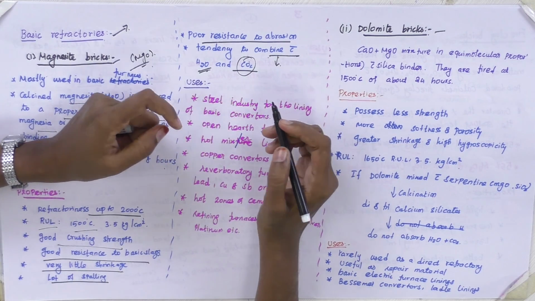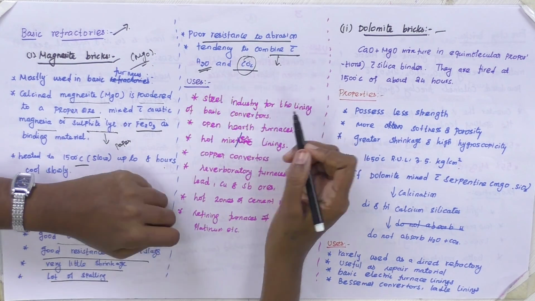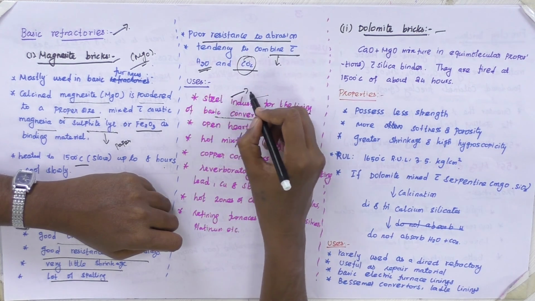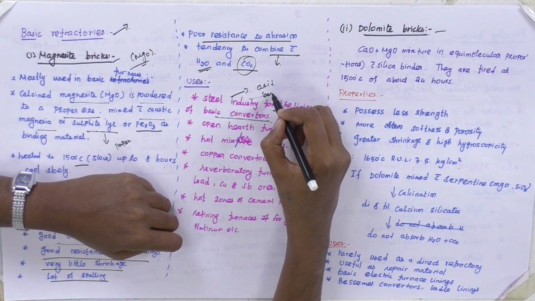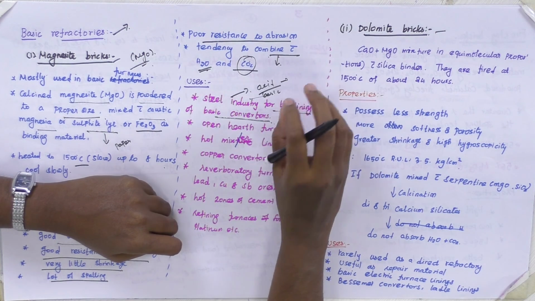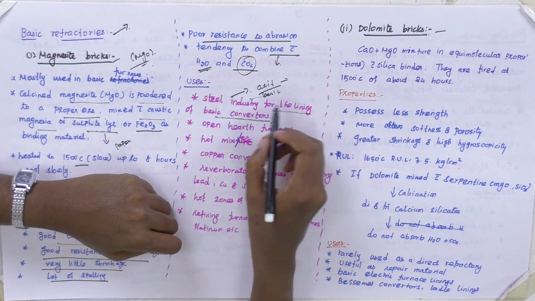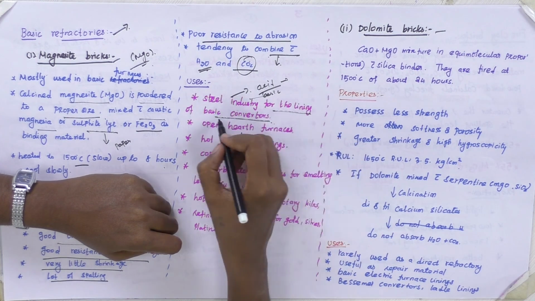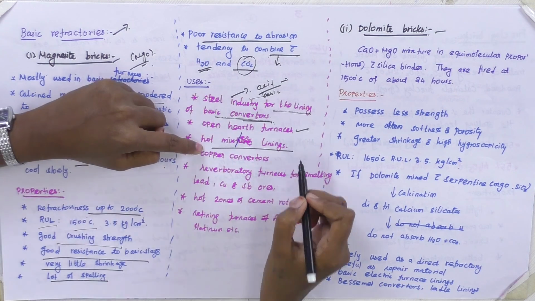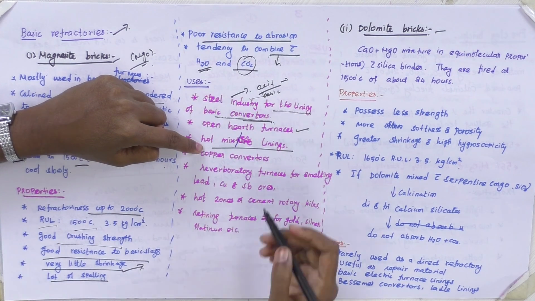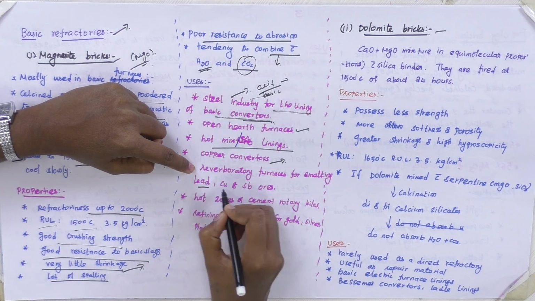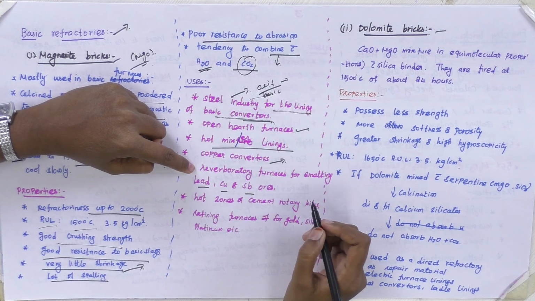Next we are moving to the uses of magnesite bricks. Magnesite bricks are generally used in the steel industry for the lining of basic converters, because the steel industry has both an acid converter and a basic converter. If we use magnesite bricks in an acid converter, a reaction occurs and they can easily get corroded. So we use magnesite bricks for the lining of basic converters, open hearth furnaces and hot mixer linings, because they have good resistance and very little shrinkage, and also in copper converters and reverberatory furnaces for melting of metal, lead, copper and antimony ores.